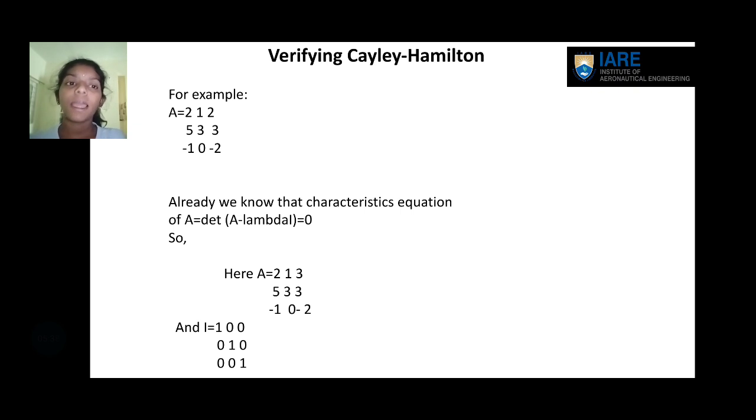We know that the characteristic equation of A is det of A minus lambda I equals 0. So here A equals 2, 1, 2, 5, 3, 3, minus 1, 0, minus 2. And I, that is the unit matrix, equals 1, 0, 0, 0, 1, 0, 0, 0, 1.